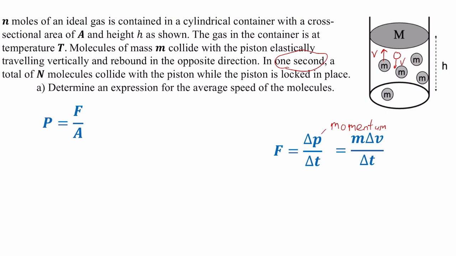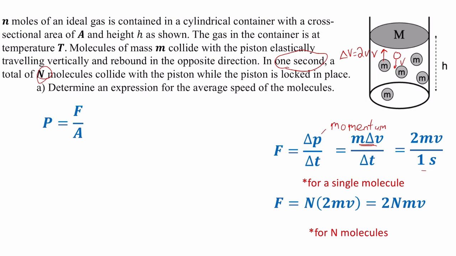So for its change in velocity, since velocity is a vector, it is going to be 2 times its speed because it switches direction and its velocity switches by 2v, whereas the speed would switch by 0. So substituting that in here, I get 2mv over 1 second. So the force for one molecule is 2mv. Now the question gives that every second there's a number n of these molecules. So the force for n molecules becomes 2nmv.